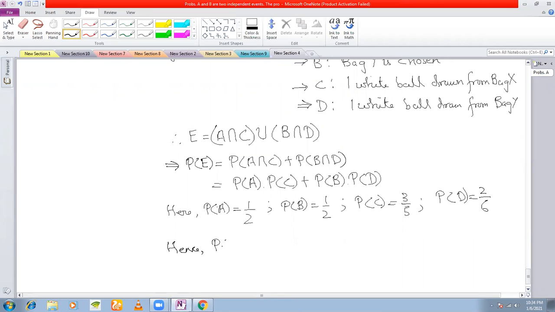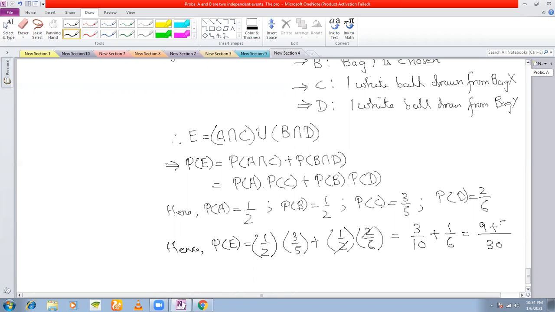Hence, what is PE? PE is half. Put the values: PA into PC. What is PC? 3 by 5. And PB is half into PD. PD is 2 by 6. That should give you the answer. These two cancel, so you'll get 3 by 10 plus 1 by 6. LCM 30. 9 plus 5, which is 14 by 30, which is 7 by 15. That's your answer.